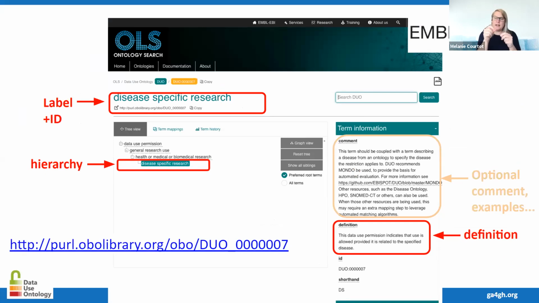They're positioned in a hierarchy. Every term has a definition. We're all human. We like knowing what we're talking about. So definition and optionally comments, examples, additional information for human consumers of the standard. On the next slide, please.